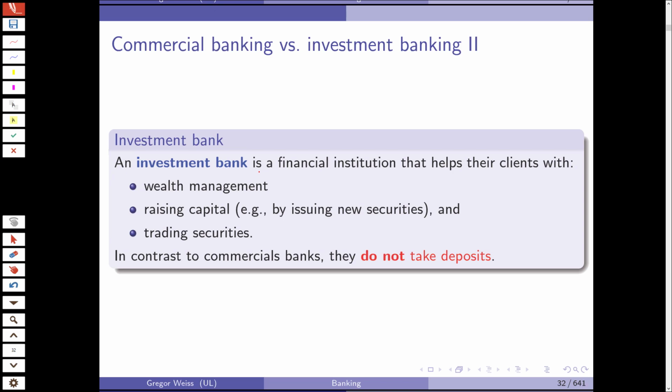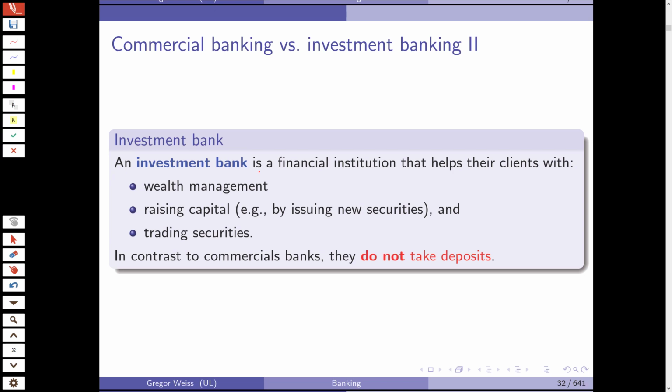Depending on the country you are in, and depending on the time and the era, sometimes banks can do both. We call this universal banking. They can do commercial and investment banking at the same time, or we have a separate banking system, meaning the German Trennbankensystem. You can only be a commercial bank or an investment bank. It all depends on the question if you take on deposits or not.